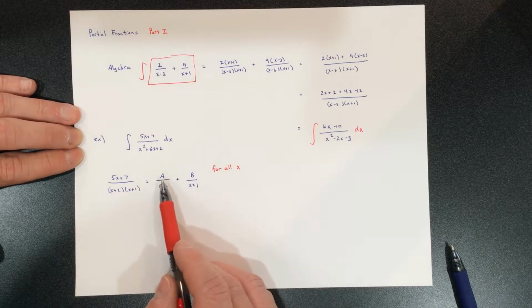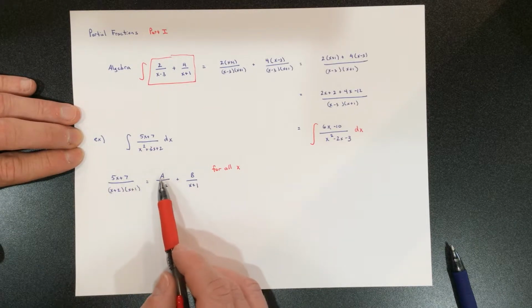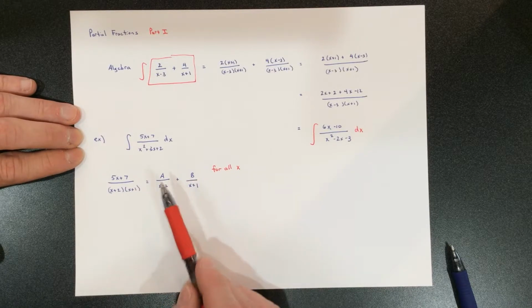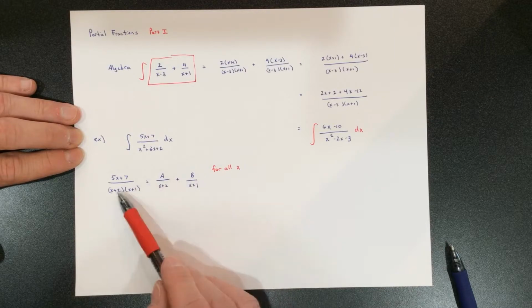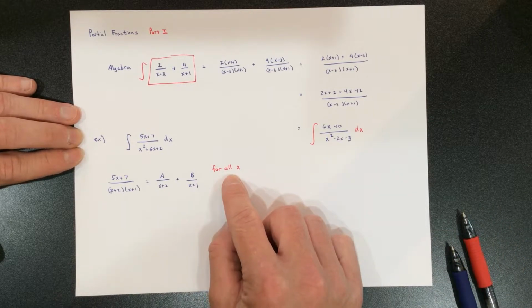So, and again, there are going to be unique values for a and b. It's not like you're going to do it and you're going to get 2 and 5, and your buddy's going to do it and he's going to get 3 and negative 2. There exist unique a values and b values such that this plus this equals this. And I'll walk you through. The key is that it has to be true for all x.